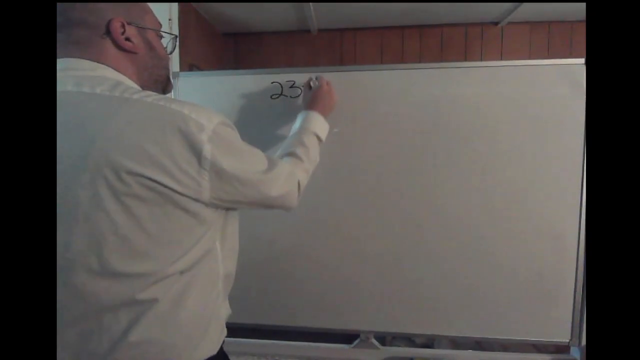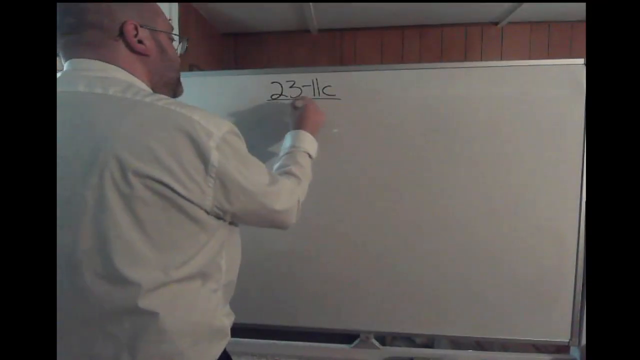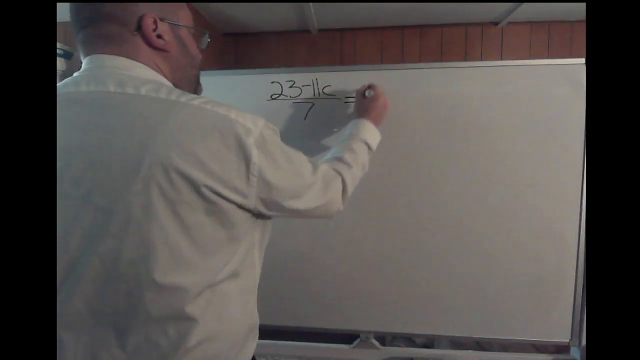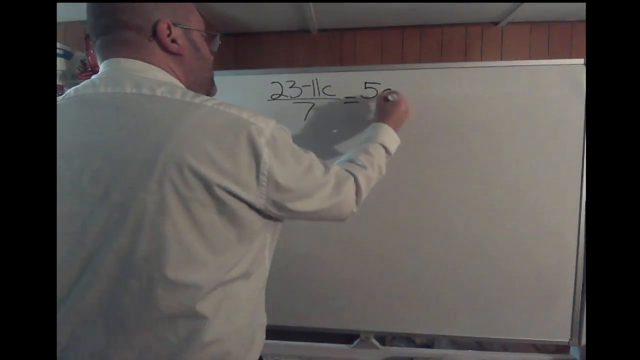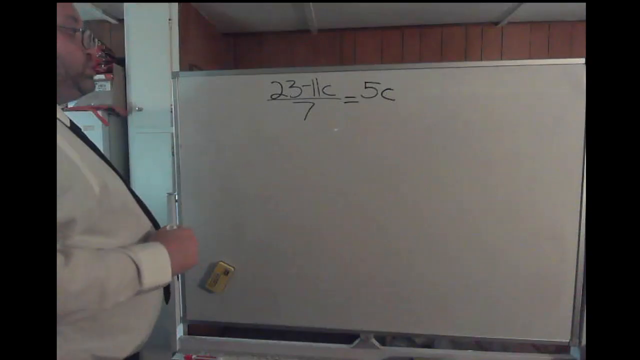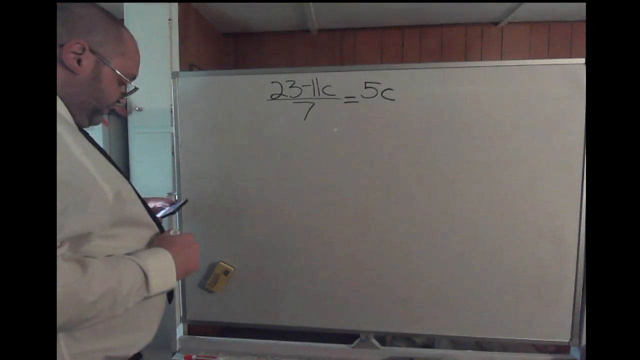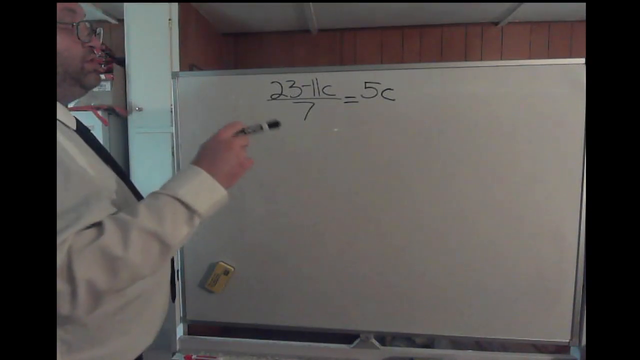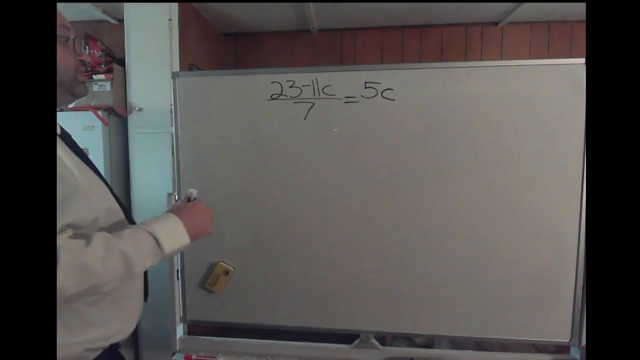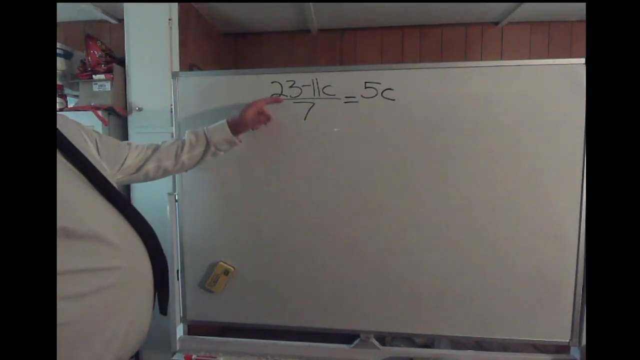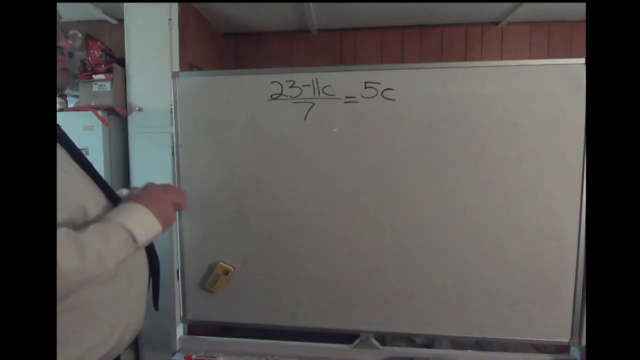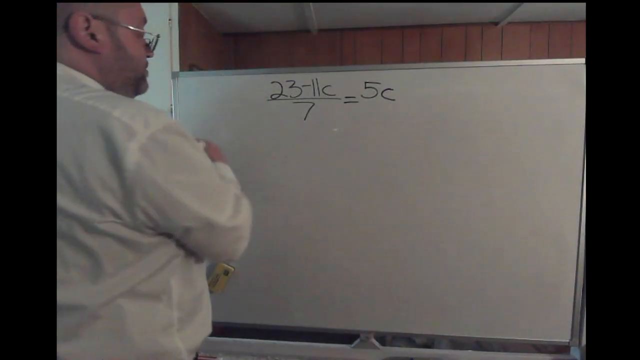Alright, so we have (23 minus 11c) over 7 equals 5c. Well, first thing I would do is get rid of that denominator of 7 on the left-hand side. So in order to do that, you've got to multiply by 7. Multiply the whole thing by 7.